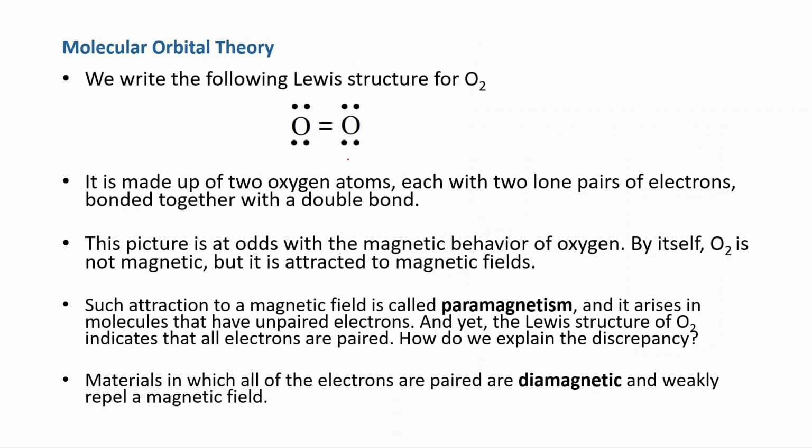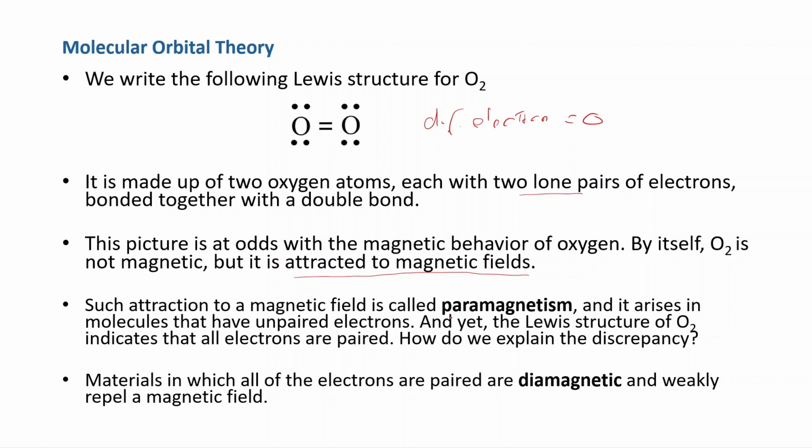Here you have oxygen again, the Lewis structure. You can see the difference in electronegativity between the two oxygens is 0, so it should be a pure covalent bond. There are two lone pairs of electrons. There's no reason why an electrical field would cause oxygen to orient itself. Oxygen is not magnetic, but is attracted to magnetic fields. And this is what we're trying to explain.